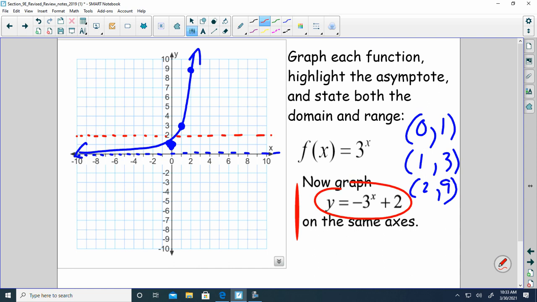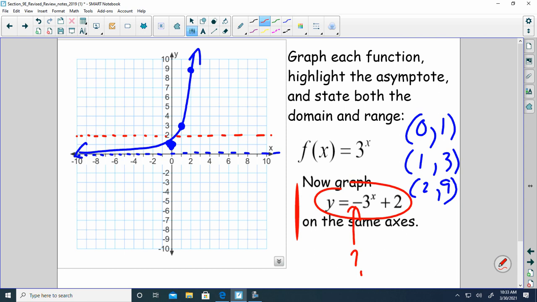What does the negative out in front do? If this negative wasn't here, all my values would just have moved up 2. Agreed? What does the negative out front do? What do you want to think it does? It's going to make it go from this graph to this graph. It's flipping it over the asymptote.